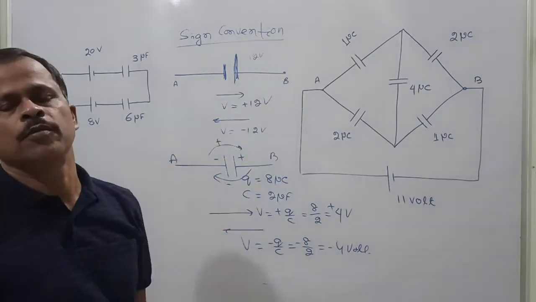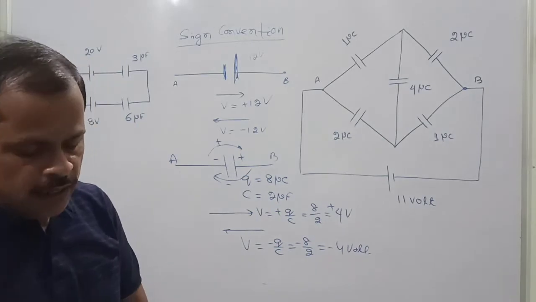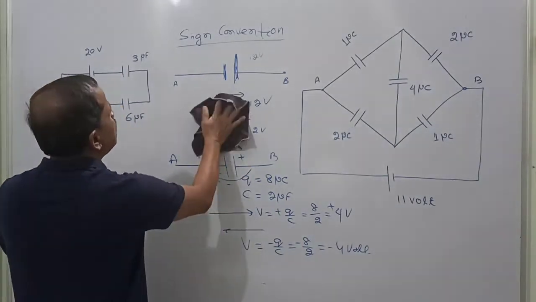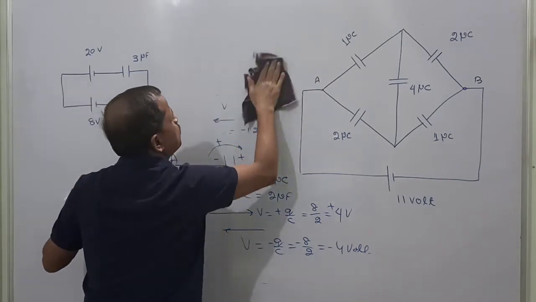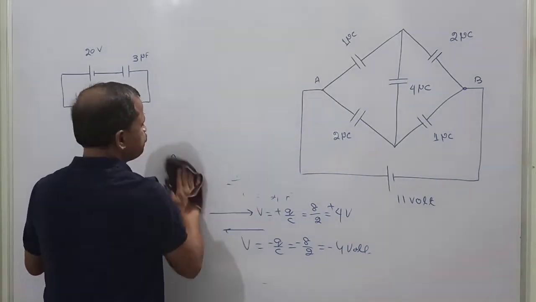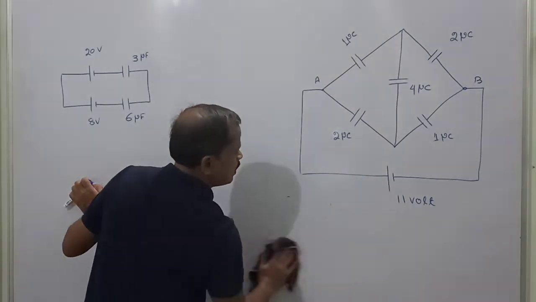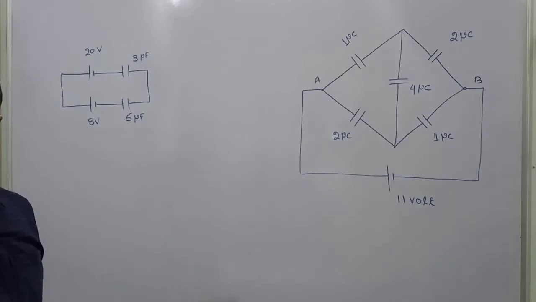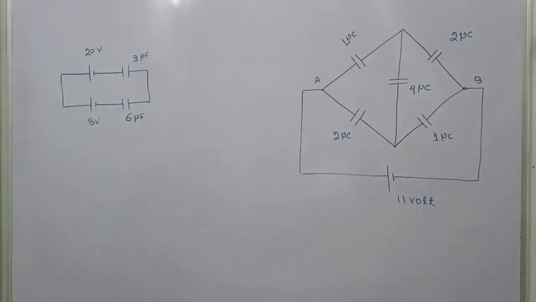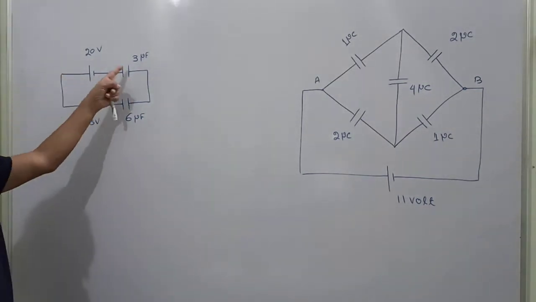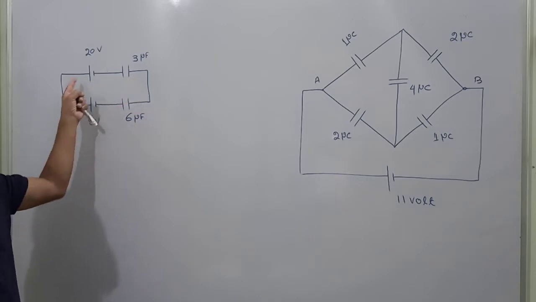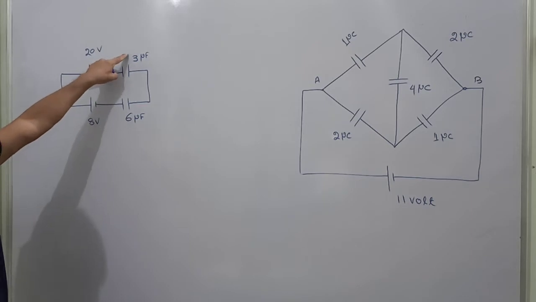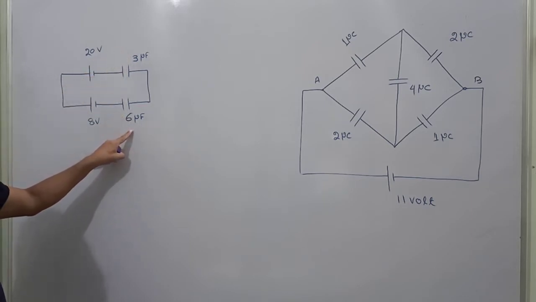This is the convention you will use to solve the problem. Let us solve a problem using Kirchhoff's first law and second law to get the answer. Let us solve a very simple problem. Please everybody look here. In this circuit there is only one path. This is 20 volt, this is 8 volt, this is 3 microfarad, and this is 6 microfarad.